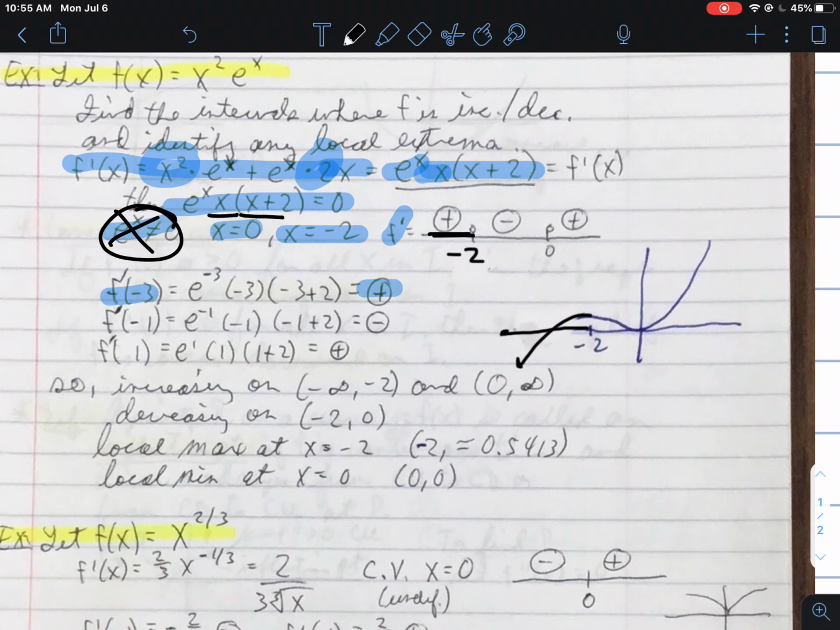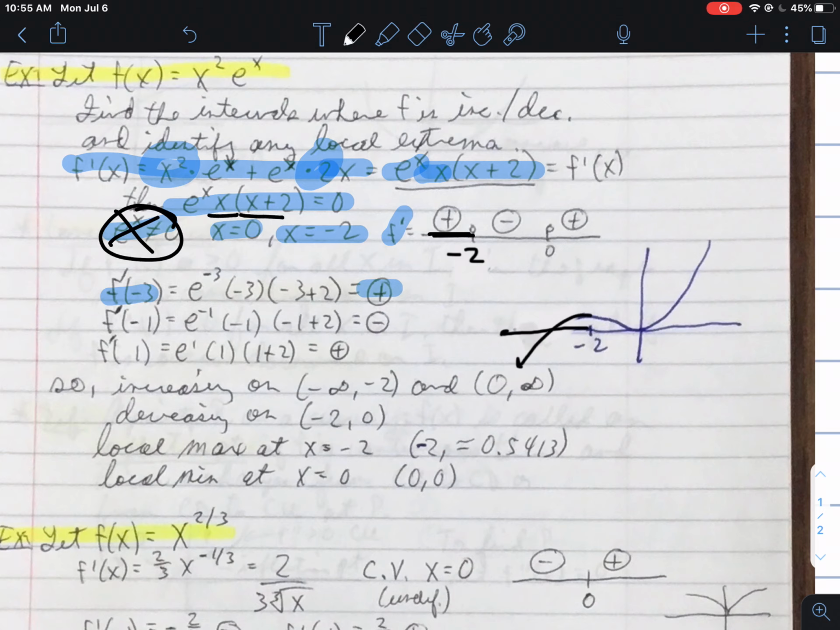Here's another one. Let's let f of x be the function x to the 2/3. So just kind of giving you some different looks with different functions here. So again, same question. Where is the function increasing or decreasing? Where does it have any local extrema? Start by finding f prime, the critical numbers. Again, a nice little power function.